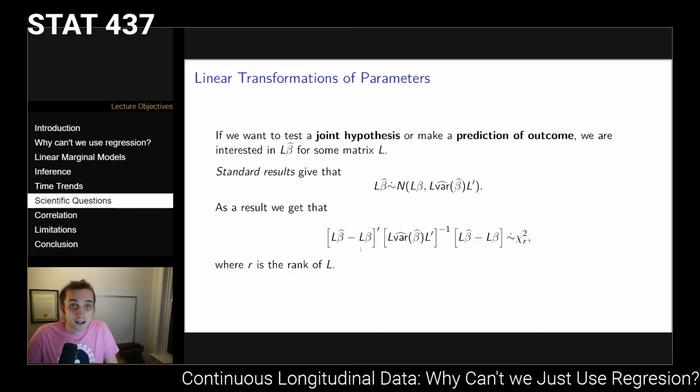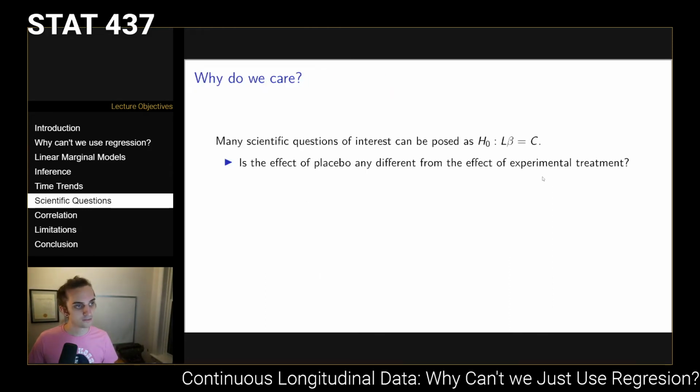The idea is that we can take these joint hypotheses and use them to frame a hypothesis with a known distribution that we can then use to test. So we could test, is there a time effect based on this result? That's why this result is powerful.